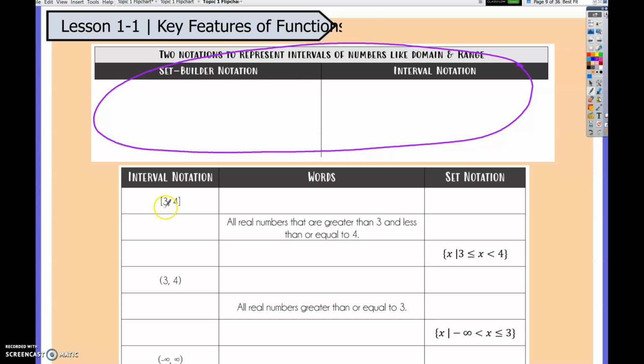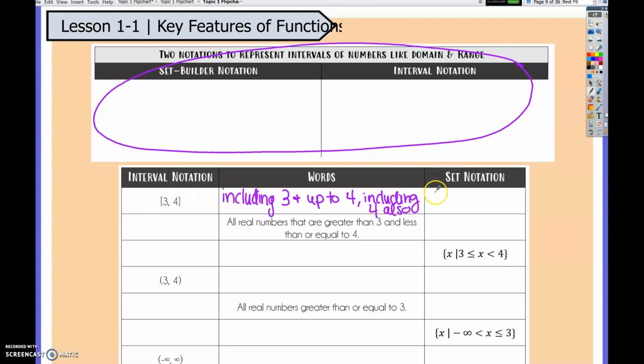Down here we see bracket 3, 4, bracket. That would say in words, including 3 and up to 4, including it also. You could say that many different ways, but that's what this interval notation represents.